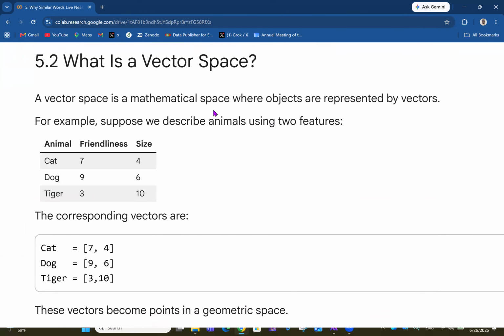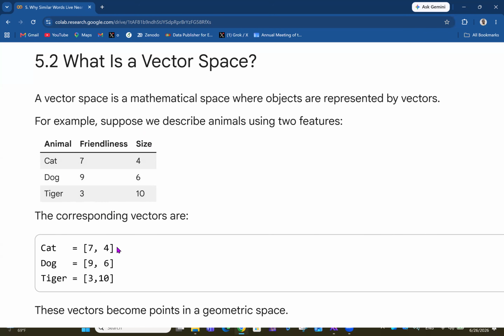A vector space is a mathematical space where objects are represented by vectors. For example, suppose we describe animals using two features. Say cat, for friendliness, we say 7. For size, we say 4. Dog, friendliness is higher than cat, that's 9. And in size, 6. For tiger, of course, a tiger is hardly as friendly as a cat and a dog, so it will be far away from these two in friendliness. And in size, of course, it's bigger than both of them. So a tiger is maybe size 10. So the corresponding vectors can then be something like this.